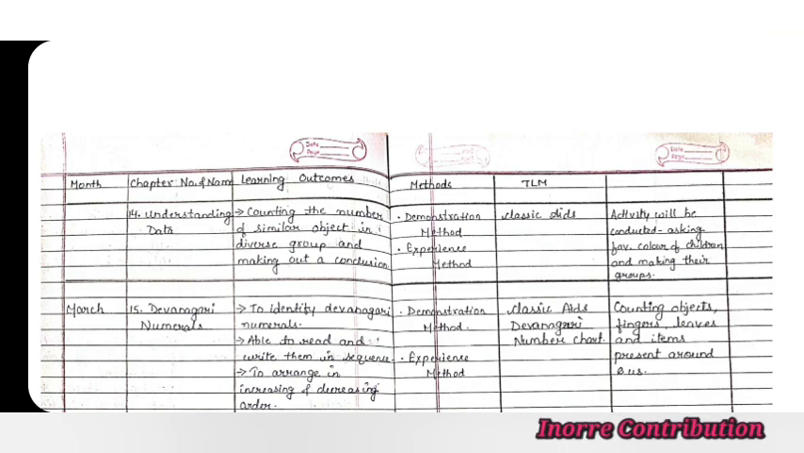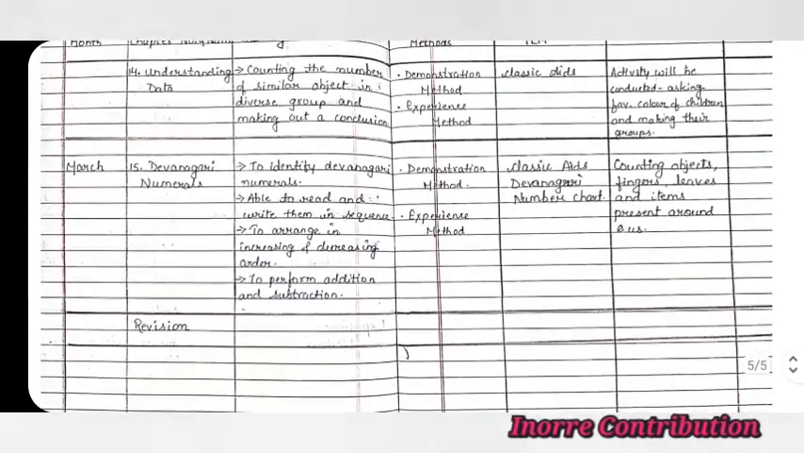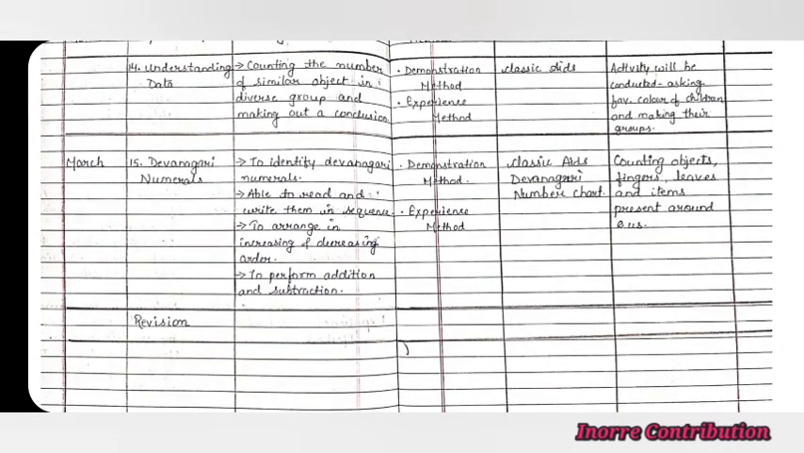Chapter number 15, Devanagari numerals. Learning outcome: to identify Devanagari numbers, able to read and write them in sequence, to arrange in increasing and decreasing order, to perform addition and subtraction. Method: demonstration method, experience method. TLM: classic aids, Devanagari number chart. Activity: counting objects, fingers, leaves and items present around us.